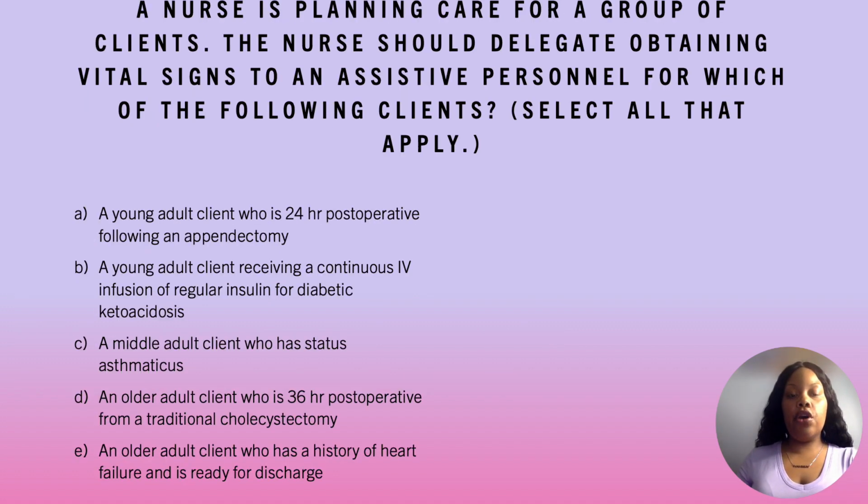A nurse is planning care for a group of clients. The nurse should delegate obtaining vital signs to assistant personnel for which of the following clients? Select all that apply. Is it A, a young adult client who is 24 hours post-op from having their appendix removed? B, a young adult client receiving continuous IV infusion of regular insulin for DKA? Is it C, a middle-aged client who is in status asthmaticus? Is it D, an older adult client who is 36 hours post-op from having their gallbladder removed? Or is it E, an older adult client who has a history of heart failure and is ready for discharge?